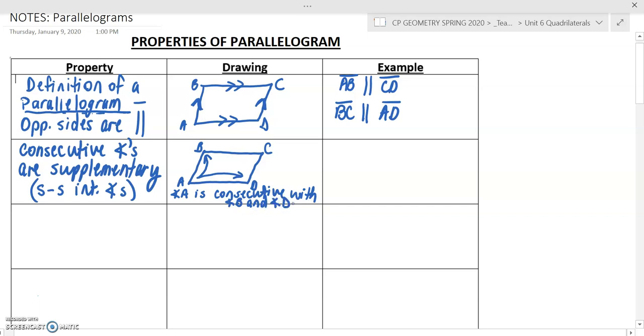And the reason we can say that is from above, remember the definition of a parallelogram says opposite sides are parallel. So if opposite sides are parallel, then again, we know same side interior angles are supplementary. So that's where that comes from.